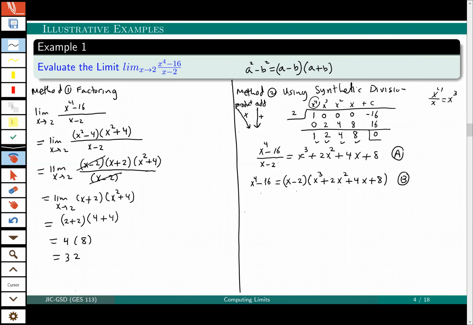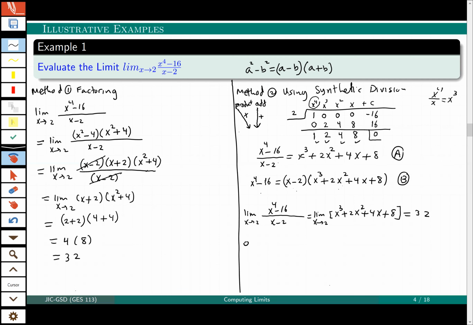So when I apply it in the limit, when x goes to 2 of x to the power 4 minus 16 divided by x minus 2, I could say immediately that's the limit when x goes to 2 of the result of the division, which is x cubed plus 2x squared plus 4x plus 8. And when you replace, you will get that is equal to 32 as well.